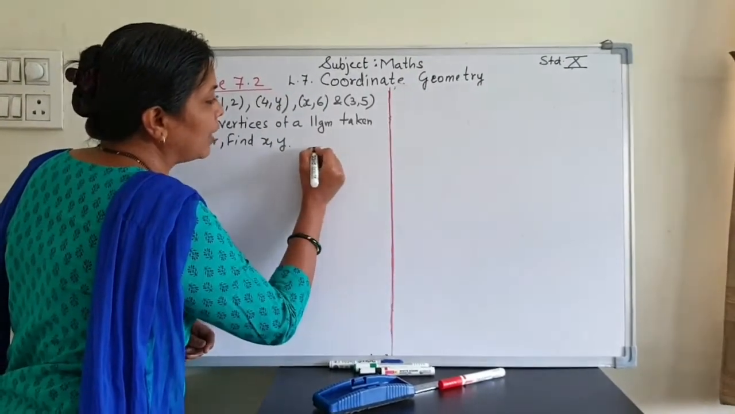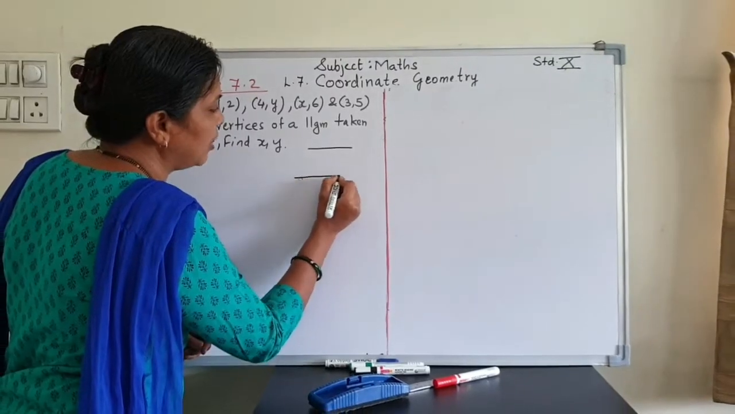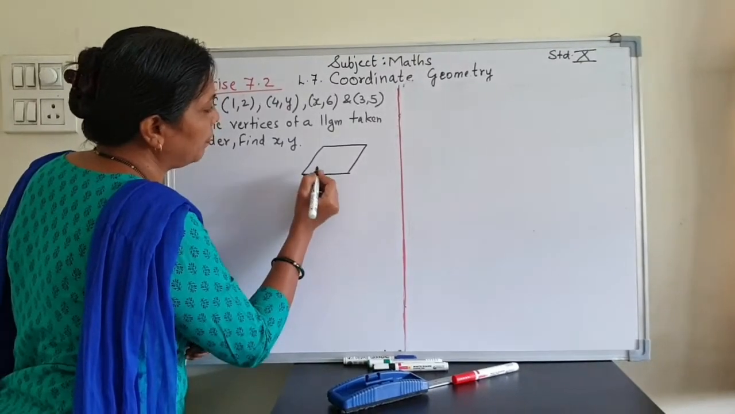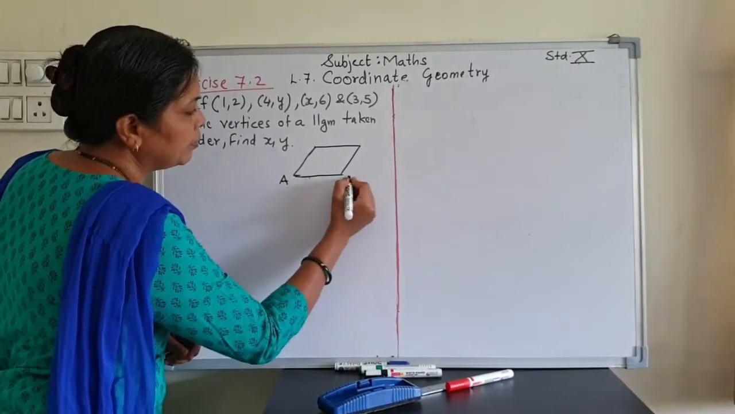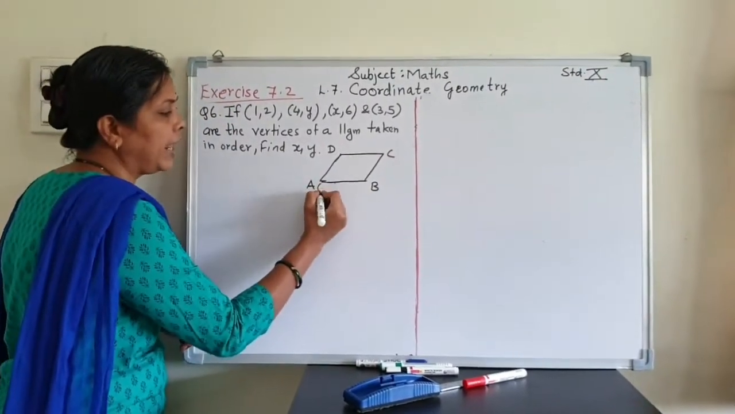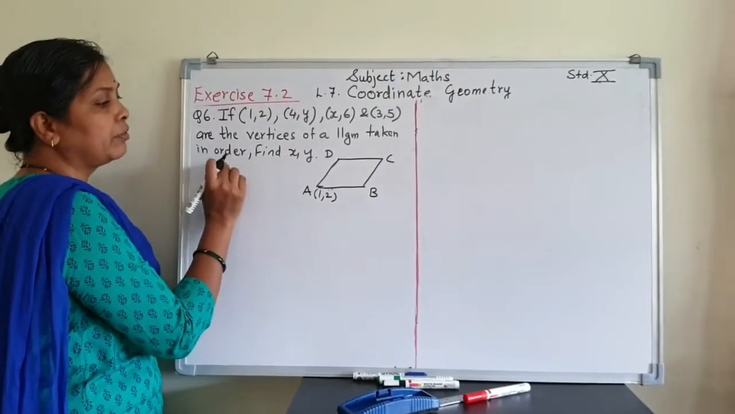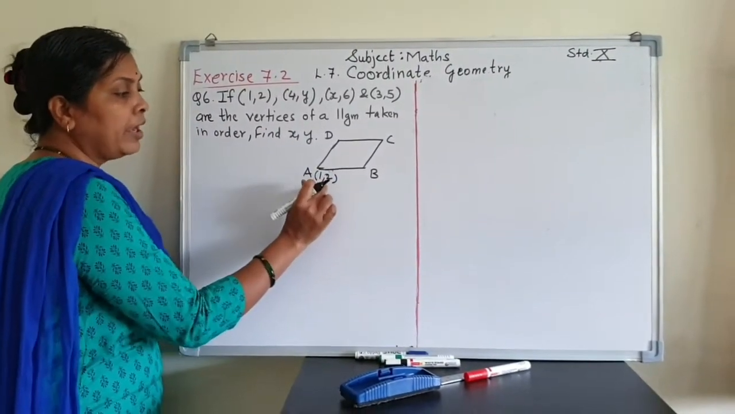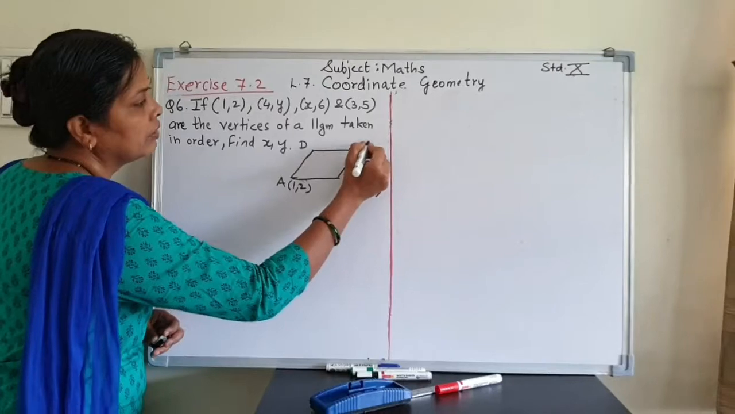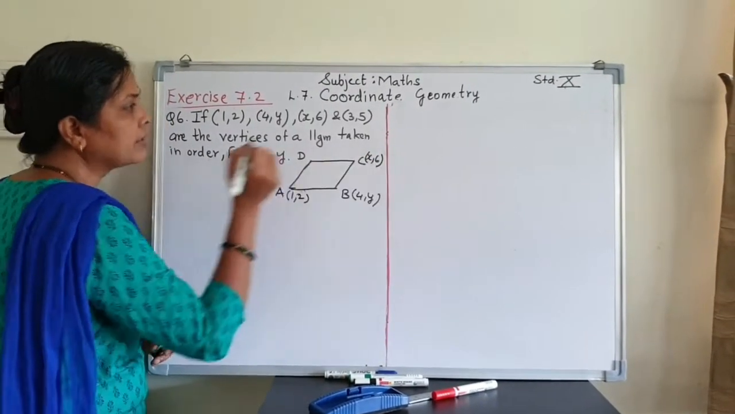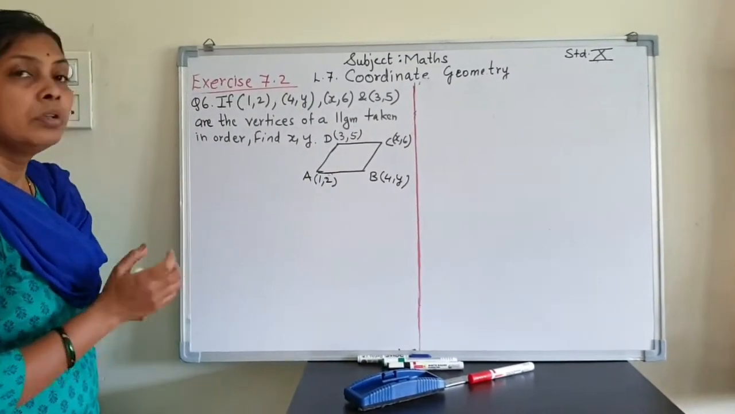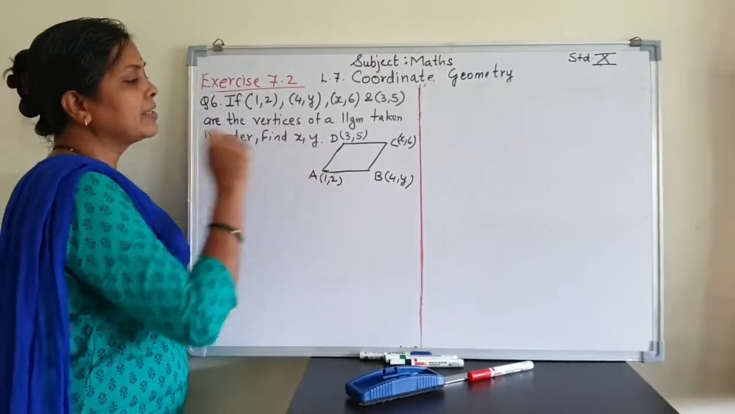So let's draw the parallelogram first, so you will understand this sum in a better way. So this is a parallelogram. Let it be A, B, C, D. Now the coordinates of these are given. So let A be 1, 2. It's given that in order we have to take the vertices. So A with 1, 2, B with 4, y, C with x, 6 and D with 3, 5. Now they have asked us to find x and y.